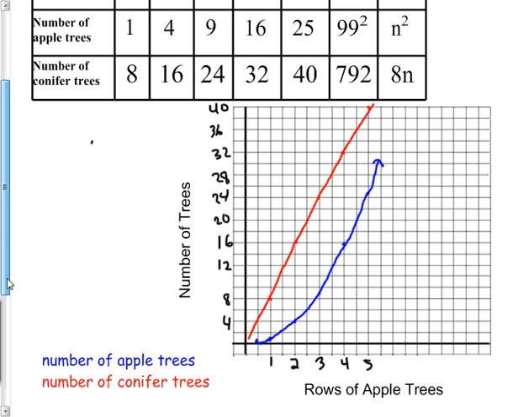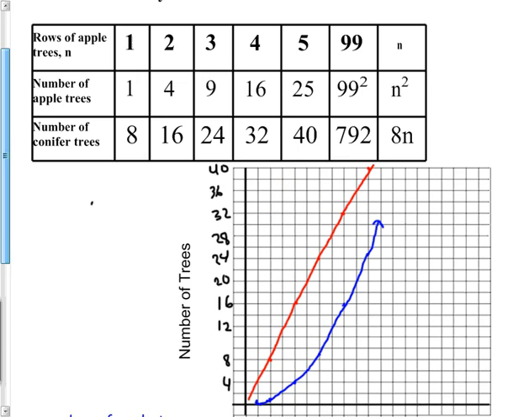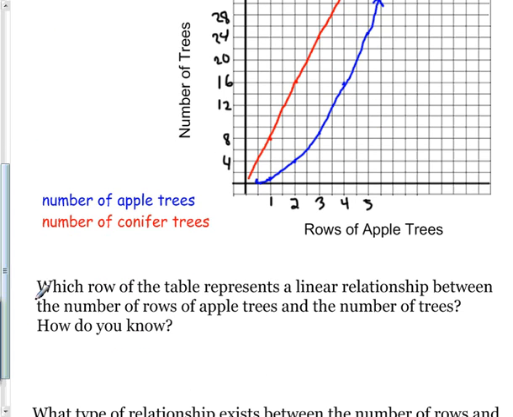And then there's a few questions to follow here. It says, which row of the table represents a linear relationship between the number of rows of apple trees and the number of trees? And how do you know? So which one of these is linear and which one is not linear? So this one, the number of conifer trees, is linear. And I know that because when I graphed it, it formed a straight line. So if I were answering this, I would say the conifer trees are linear because it forms a straight line.